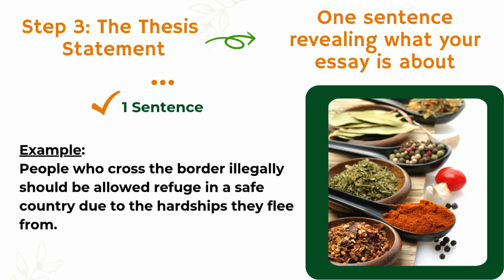An example for our topic on refugees might be something like this. People who cross the border illegally should be allowed refuge in a safe country due to the hardships they flee from. Since this is an argumentative essay, we are stating our position and what the essay will work to prove.